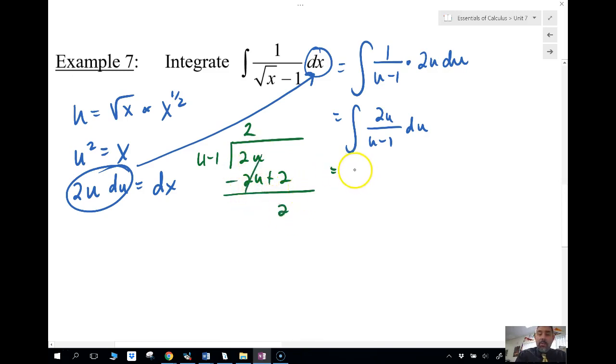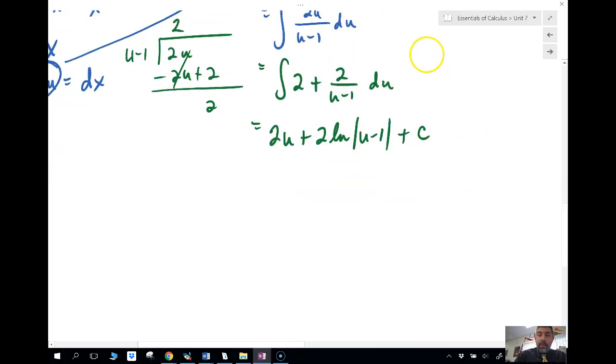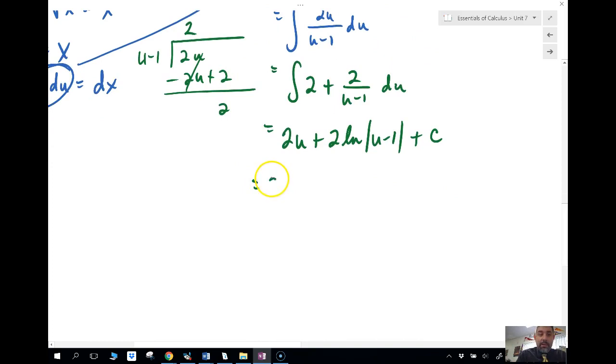All right, so we're going to have the integral of 2 plus 2 over u minus 1 du. So this one here is going to be 2u plus 2 ln of the absolute value of u minus 1 plus c. And we've got to put the u back. So that's 2 square root of x plus 2 ln of the absolute value of square root of x minus 1, plus c.